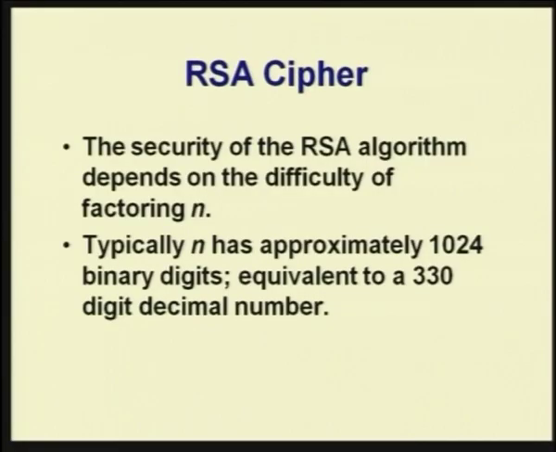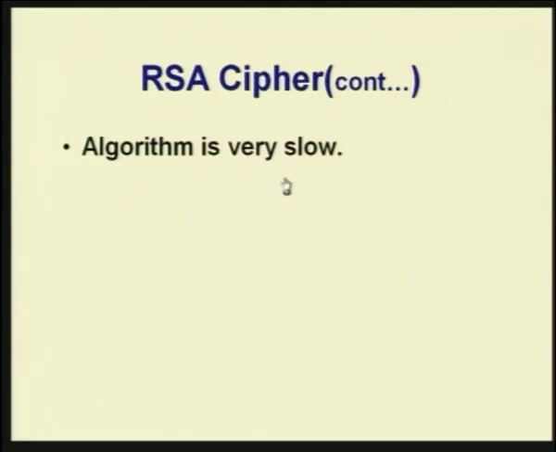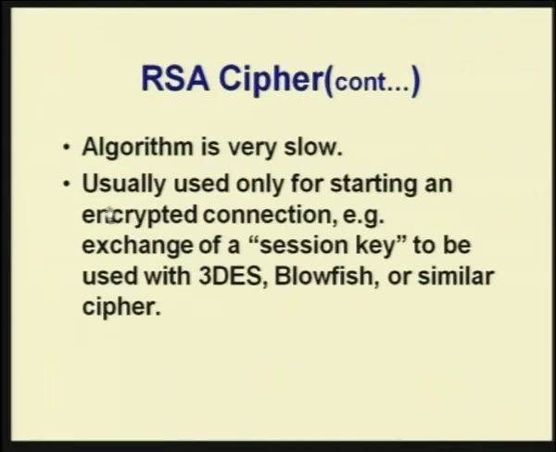Typically n has approximately 1024 binary digits, which is equivalent to a 330 digit decimal number. So, factoring such a large number is not an easy task. But the algorithm is very slow, that is one of the disadvantages. So, what we normally do is use it only for starting an encrypted connection, for example, exchanging a session key to be used with 3DES or Blowfish or a similar cipher.